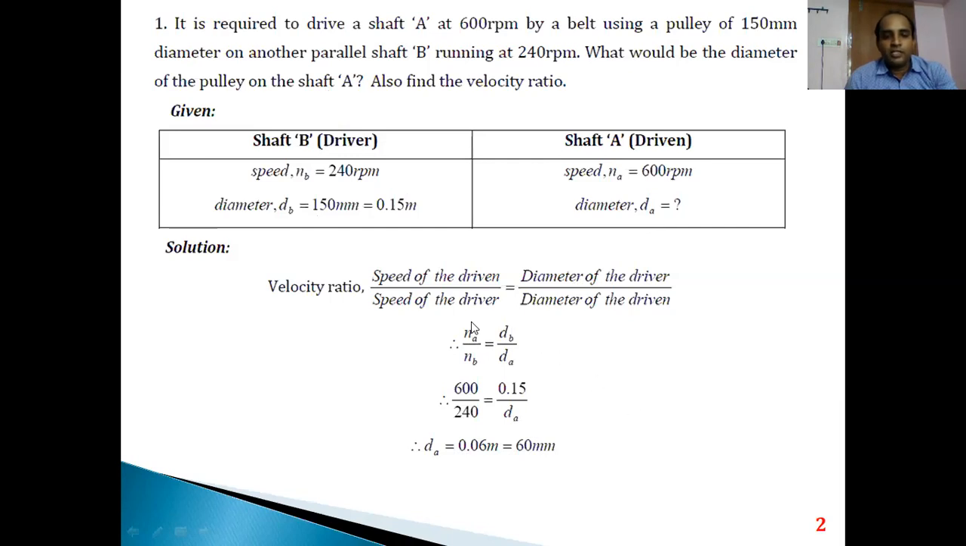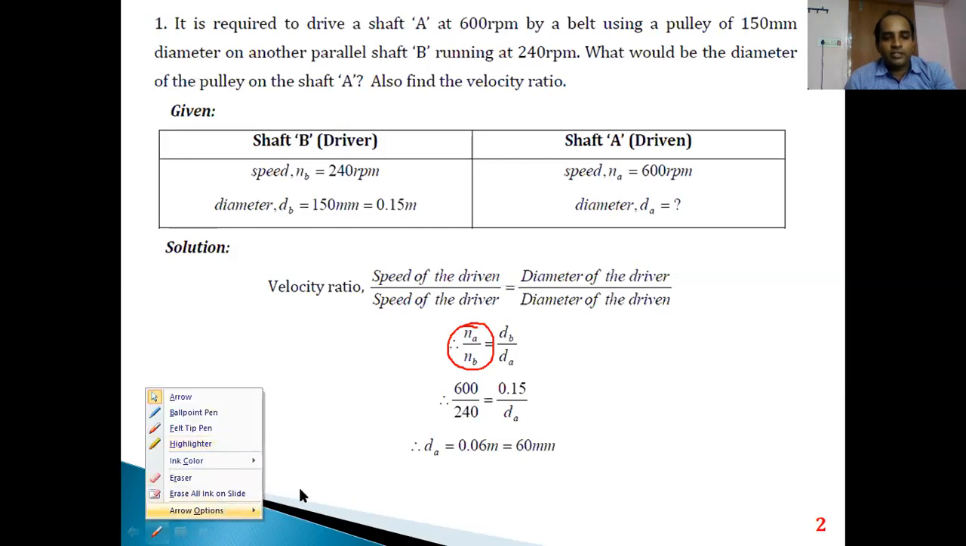So velocity ratio, this is nothing but the velocity ratio itself. That is the ratio of the speed of the driven to the driver. What it means, 600 by 240, whatever the ratio you get, it is nothing but the velocity ratio itself. So if you take the ratios, what do we get?